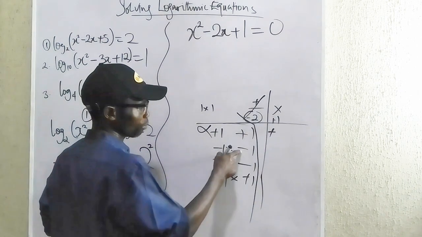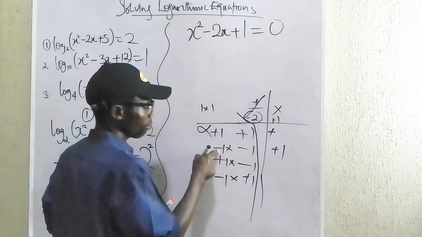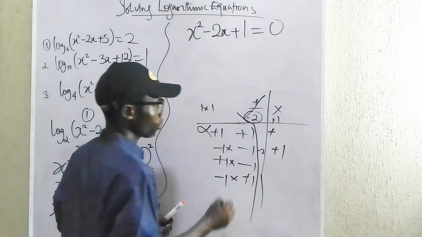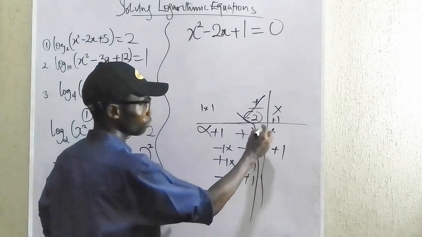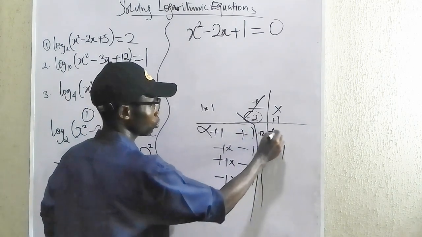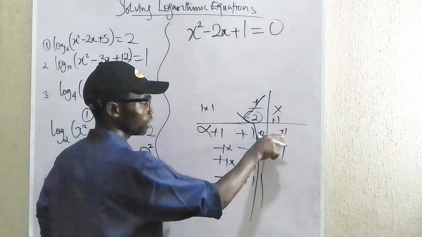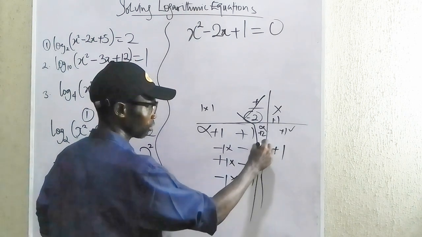So minus times minus is plus. 1 times 1 is 1. Minus 1 minus 1 is what? Minus 2. So even without going further, we already have the answer. This will give us minus 2. This combination gives us plus 2 and plus 1. This is not correct. We need the two of them to be correct. So this one is wrong, this is correct.